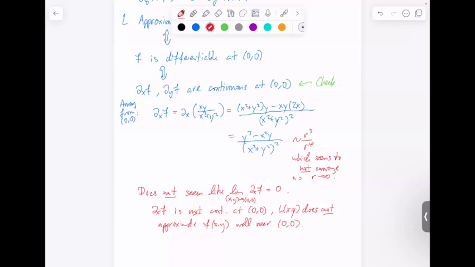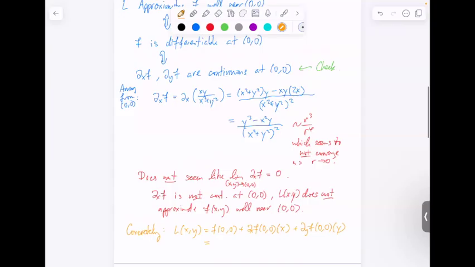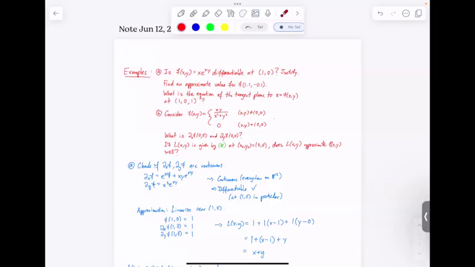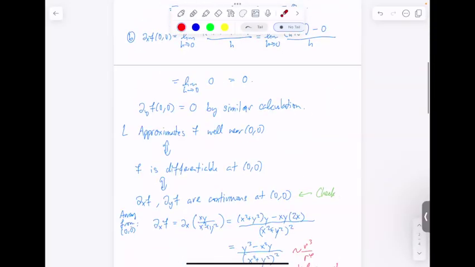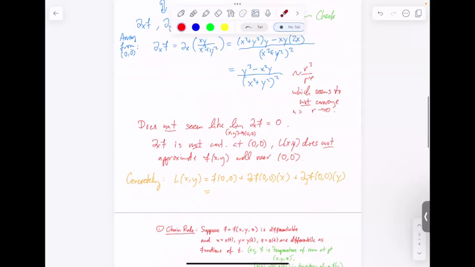All right. Now, how could we see this concretely? The formula for L of (x,y) is equal to f at (0,0) plus the partials. By the definition of our function here, f at (0,0) is 0. We've evaluated partial x and partial y at (0,0). They're also equal to 0. So what we have is, this is 0.